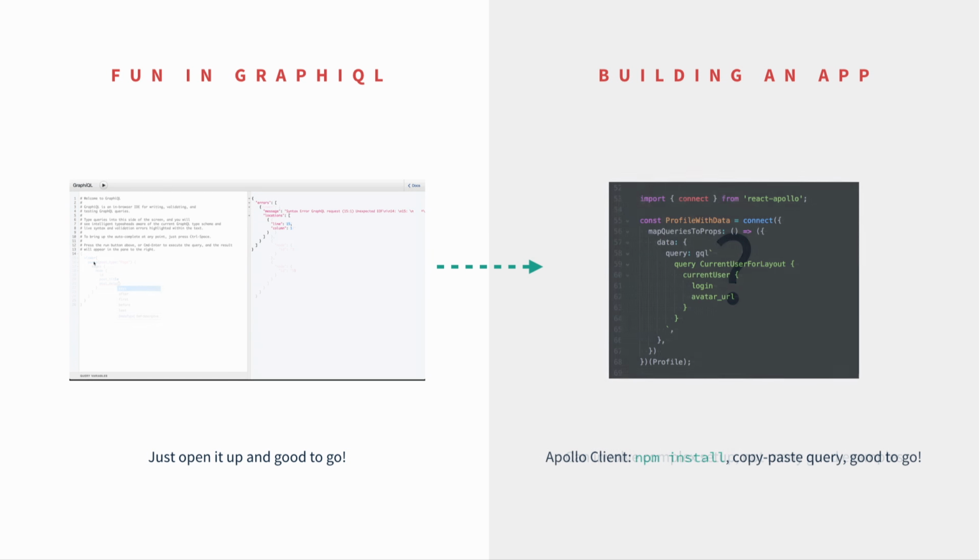So that's why we decided to build Apollo Client. Apollo Client is a thing where you npm install Apollo Client, you copy and paste the query from Graphical into your JavaScript code, and you're done. You have the data in your UI. You've built an app on top of your GraphQL endpoint. And if you don't need any super special features, if all you want to do is display that data, then you're basically done.